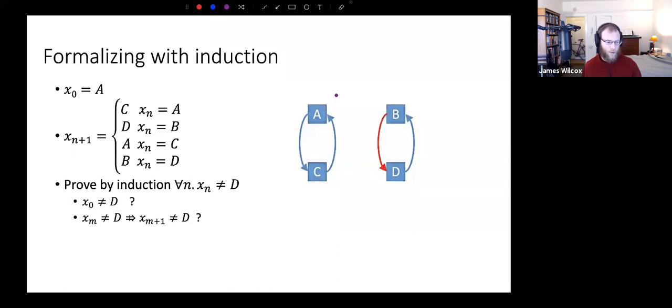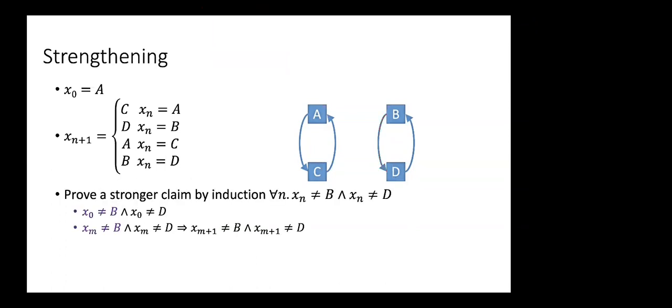And here's a counterexample. If we're in state B, then B passes the ball to D, which means in xm plus 1, the ball will be at D, violating our property. Okay, so what we need to do is what's called strengthening our property. The way we do that is we prove a different property than the one we started with.